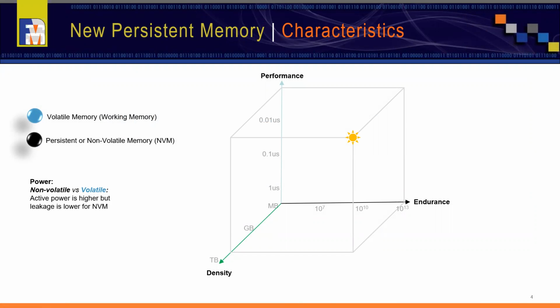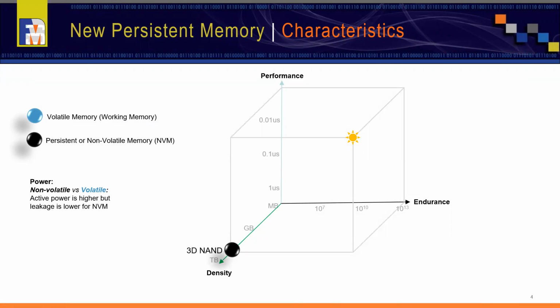On this slide, I plotted the characteristics of Crosspoint, aka 3D Crosspoint and MRAM relative to other commercial or conventional memories. In the three-axis plot, there's the density along one axis, then performance in terms of access time along the second axis, and endurance on the third axis. I have not plotted the energy, but roughly the non-volatile or persistent memory have higher active power but lower leakage compared to volatile memory. The yellow sun represents the universal memory, which has the best properties in these three metrics, which is still a dream.